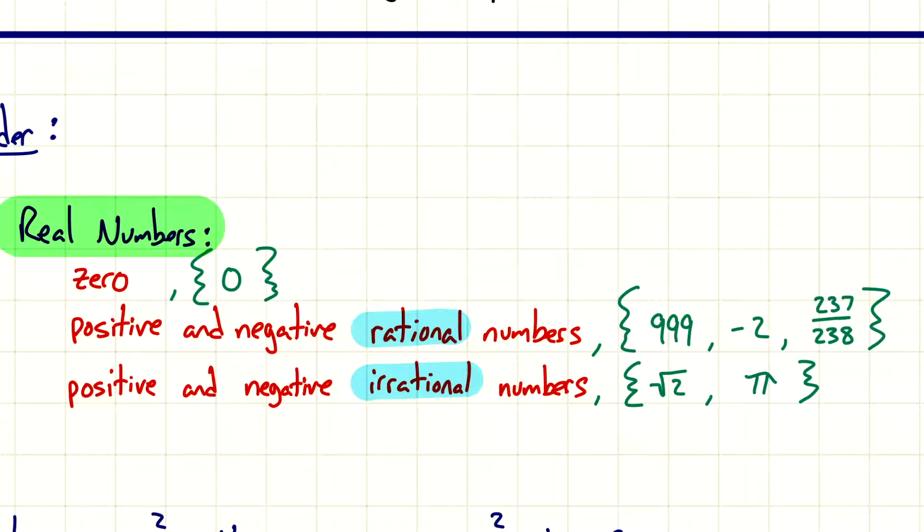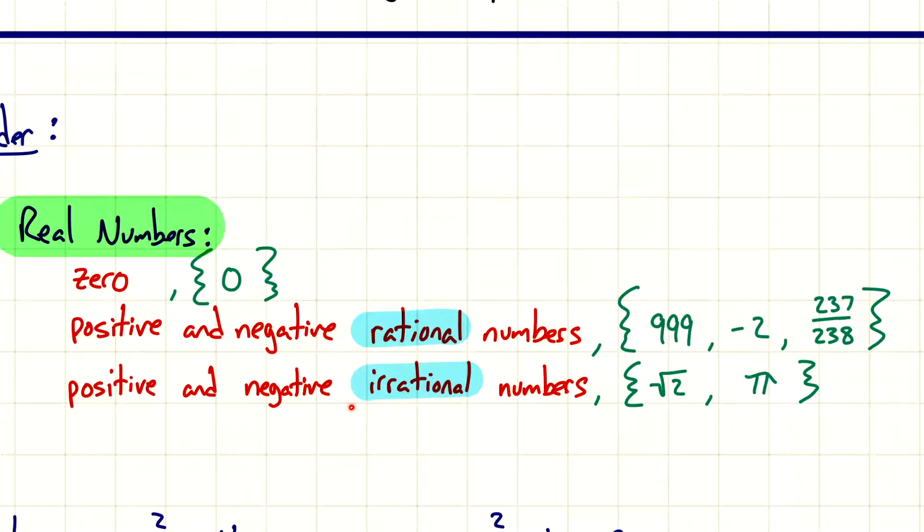Another example would be negative 2, simple number, positive 2, negative 2. So any number that you might actually find on a number line is considered a rational number. Sometimes the fractions don't reduce, so maybe something like 237 over 238. That's still considered a rational number. All right, so both of those, all rational numbers, are considered real numbers, including the number 0.